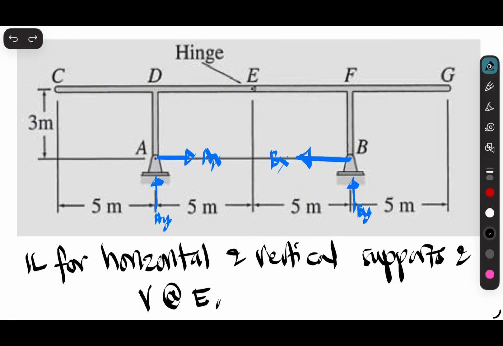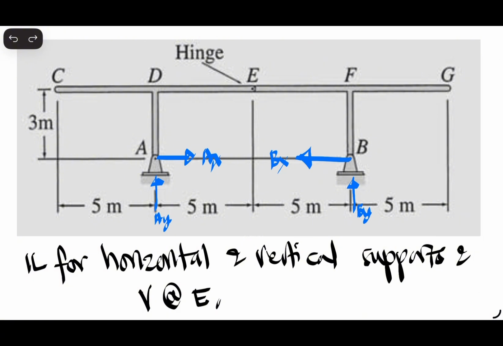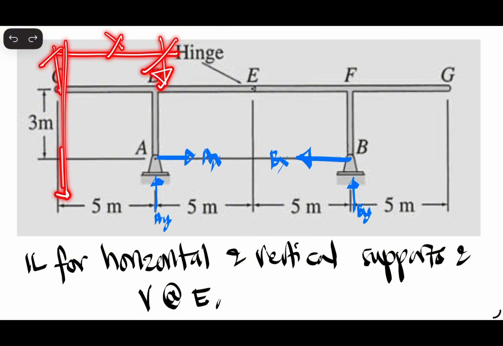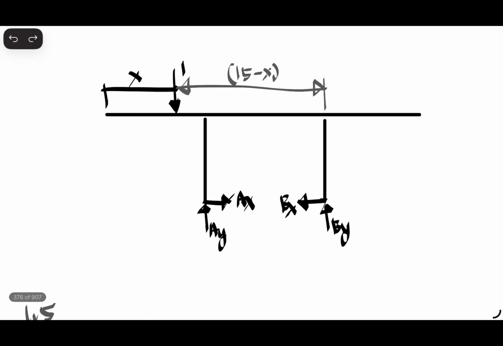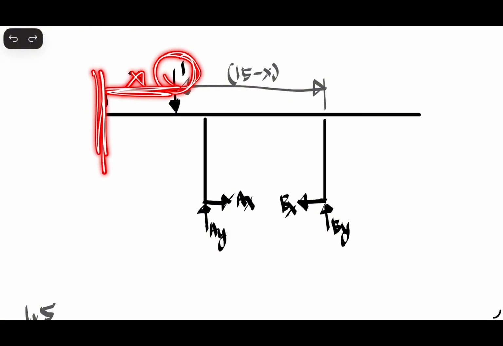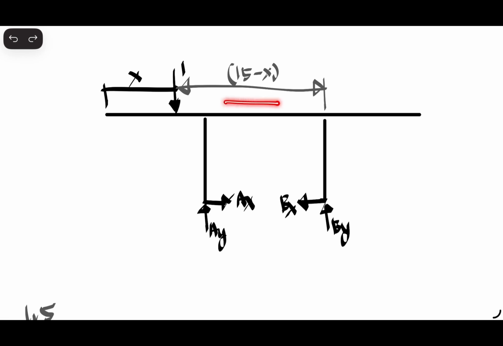So here we place a 1 unit load above the frame and then measure its X distance from the leftmost part of the frame. So this is the free body diagram. Say we have a 1 unit load above, at X distance from the leftmost portion of the frame.